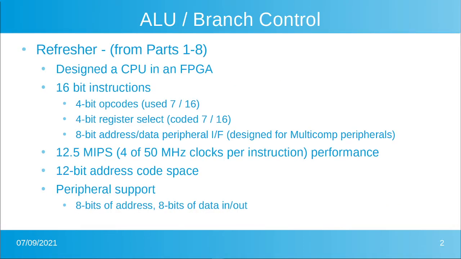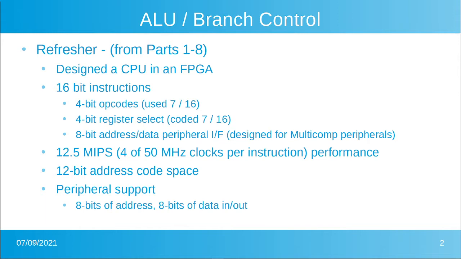Do a quick refresher for parts 1 through 8. We designed a CPU in an FPGA. That CPU has 16-bit instructions. The first 4 bits are opcodes, and we use 7 out of the 16 possible opcodes. The next 4 bits down are the register select. We coded 7 of the 16 registers. 4 of them were read-write registers and 3 were constants.